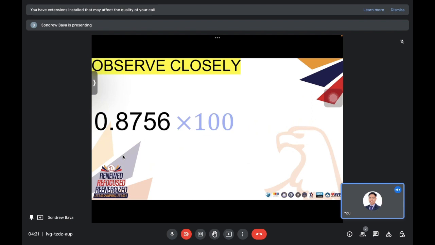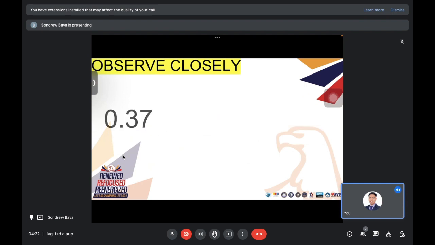How about this one? Times 100. Bigger. So move the decimal to the right 2 steps. 87.56. How about this one? We expect it to be bigger. Move it to the right 2 steps. 234.56.